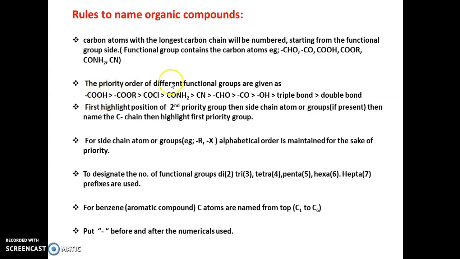The priority order of different functional groups is given as COOH first, then COOR, the ester group, then COCl, which is called the acid chloride group, then CONH2, called the acid amide group, then CN, the cyano group, then aldehyde, then ketone, then hydroxyl, then triple bond, and then double bonds. So this is the priority order of different functional groups if present in a compound.